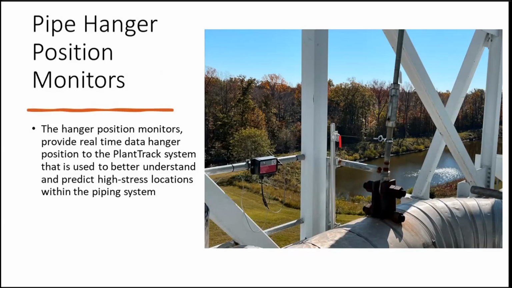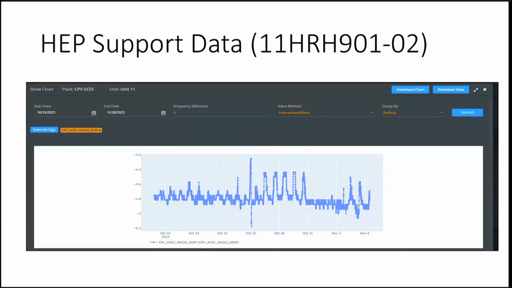This one you see here is at our actual facility. This is on our Unit 11 hot reheat to the steam turbine. As you can see, you have your data collection node here. You have the support mount, then you have, I'll just call it a string, hooked up to your support, and it tracks during normal operations. Just for some reference, I included what our site sees on this specific hanger in PlantTrack.